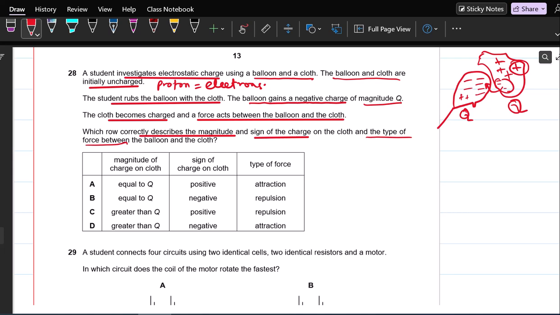So magnitude of cloth will be equal. These are not possible. They are saying greater. Sign of charge on cloth will be positive. So I think A, yes. 28 is A.